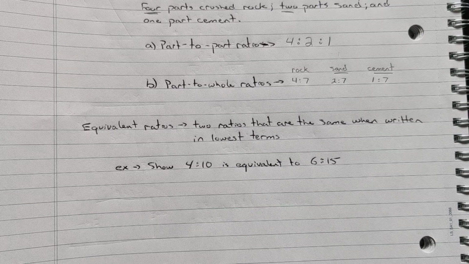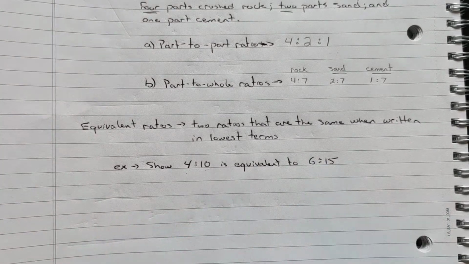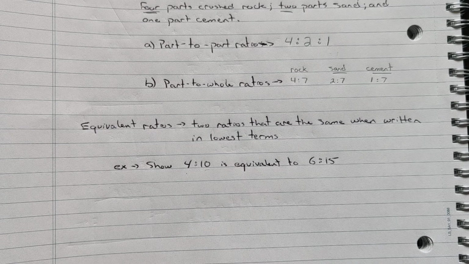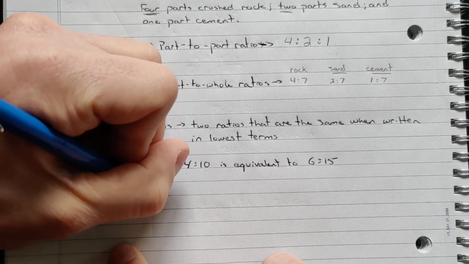Equivalent ratios are 2 ratios that are the same when written in lowest terms. So an example here, 4 to 10 is equivalent to 6 to 15, and we want to show that they're equivalent. A way to do that is to divide or break those down into simplest terms, so we can find a common factor here.